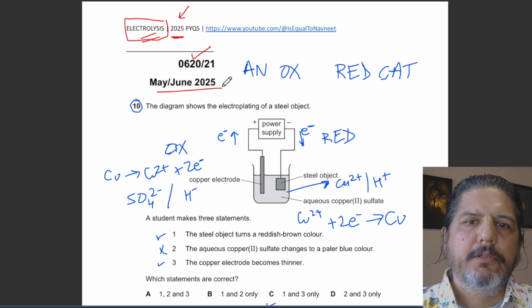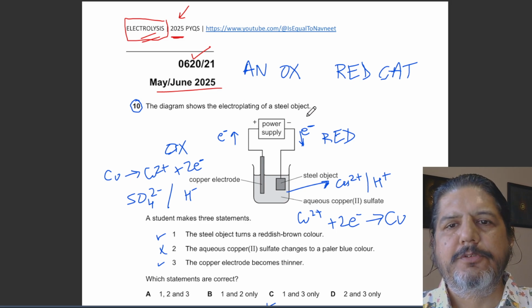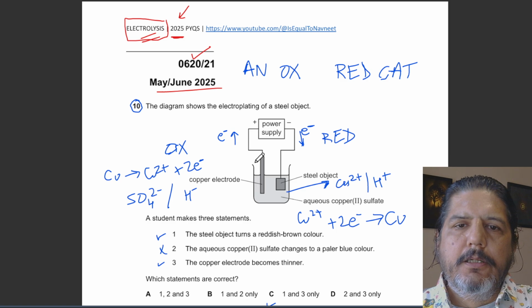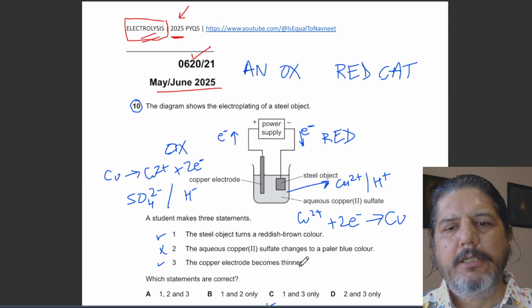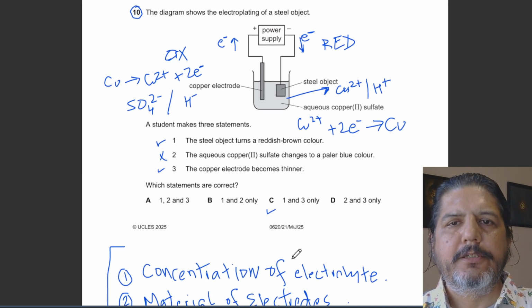At the first question, electroplating of a steel object. Now, the student makes three statements. The steel object turns a reddish brown color, aqueous copper sulfate changes to paler blue color, copper electrode becomes thinner. So let's try to understand.